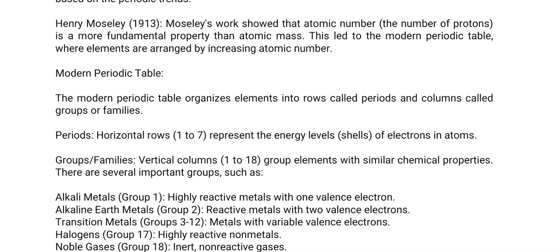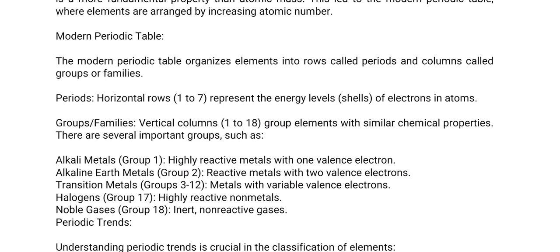Okay. Then the modern periodic table. The modern periodic table organizes elements into rows called periods and columns called groups or families. Periods, horizontal rows 1 to 7, represent the energy levels, or shells, of electrons in atoms. Groups, or families, vertical columns 1 to 18, group elements with similar chemical properties.